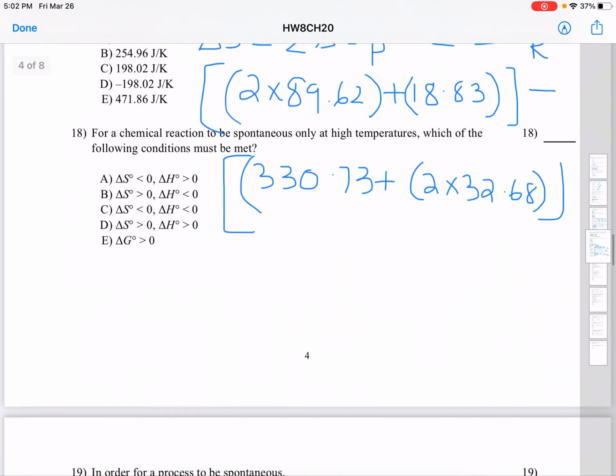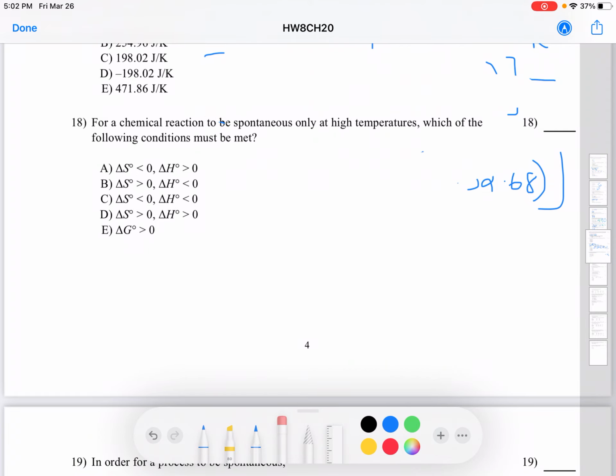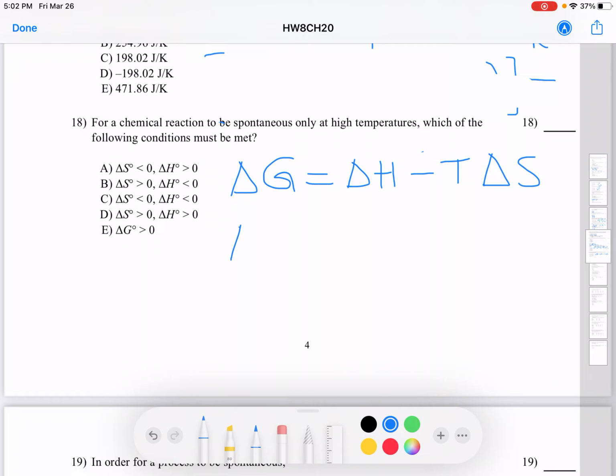And number 18, for a chemical reaction to be spontaneous only at higher temperature, which of the following conditions must be met? It's not asking spontaneous at all temperatures. It's just spontaneous only at high temperature. So what needs to be done? Remember, delta G equals delta H minus T delta S. Delta G needs to be less than 0, or negative, in order for a reaction to be spontaneous.